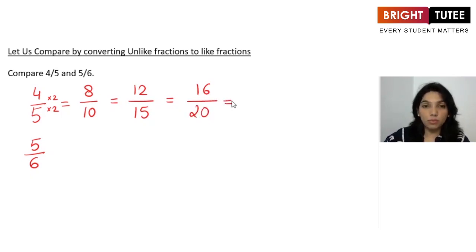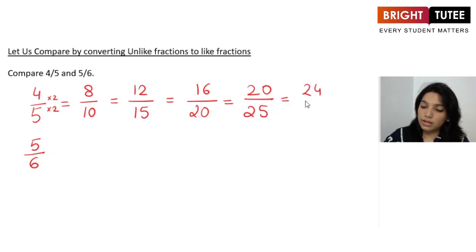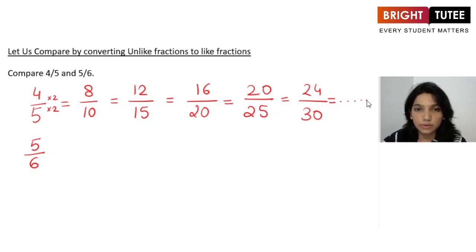Let me write some more. Let me multiply the numerator and denominator by 5 each. So here it will be 20 over 25. Now I'm going to multiply the numerator and denominator by 6. So here it will be 24 over 30. Obviously we can keep on writing the equivalent fractions in a similar way.